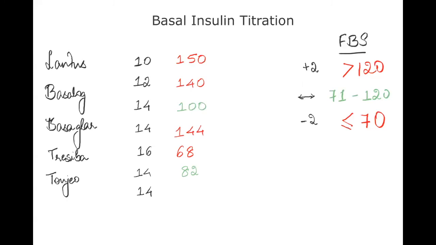What is the fasting blood sugar? 134. So it's gone up a little bit. So what are we going to do now? We want to add 2 to our 14, increase insulin to 16. What happens to the sugars with 16 units? This comes down to 90.